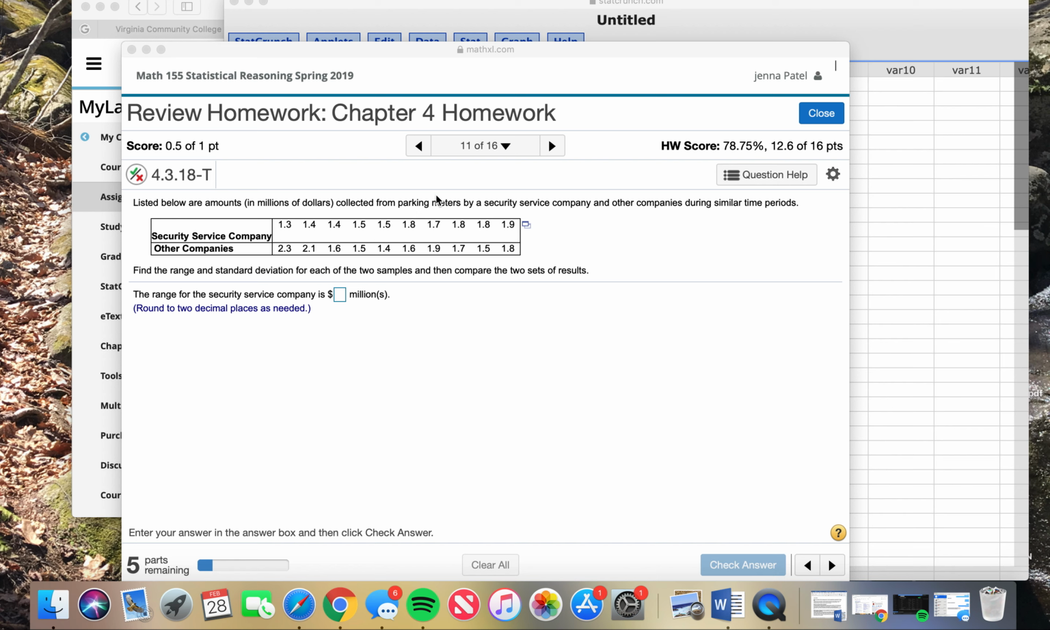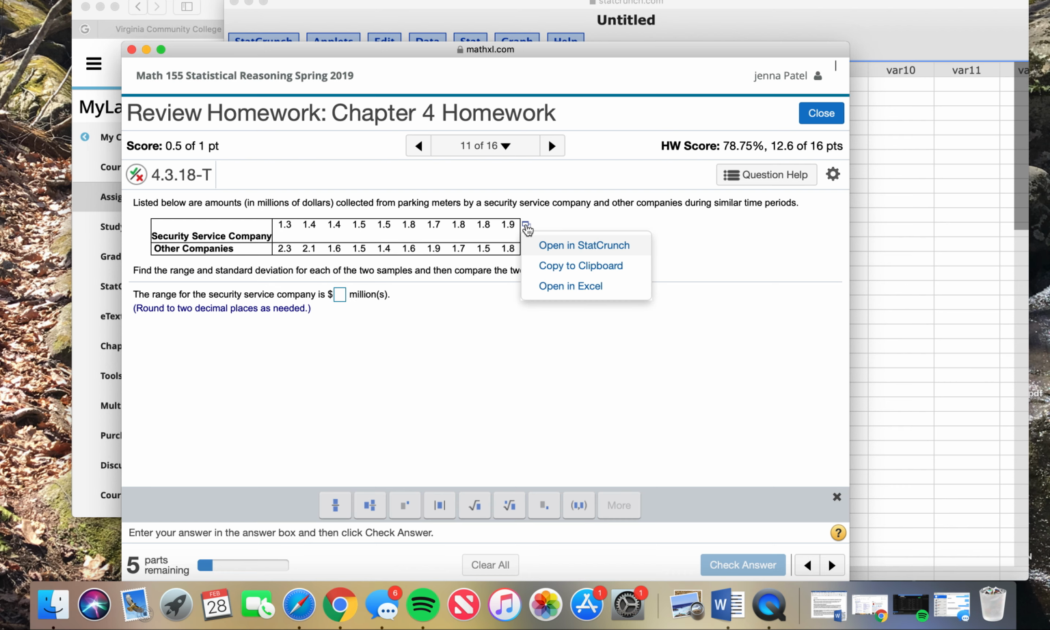So like I said, the question says, listed below are amounts in millions of dollars collected from parking meters by security service company and other companies during similar time periods. Then it's the data, and it says find the range and standard deviation for each of the two samples and then compare the two sets of results. The range for the security service company in how many millions, so round to 2 decimal places as needed.